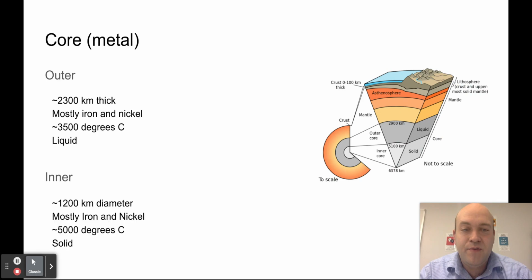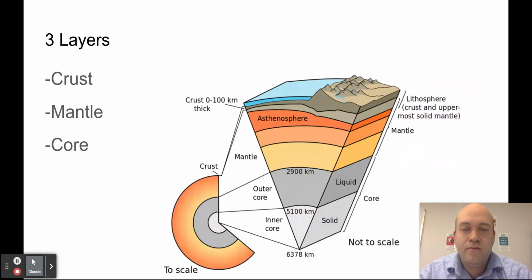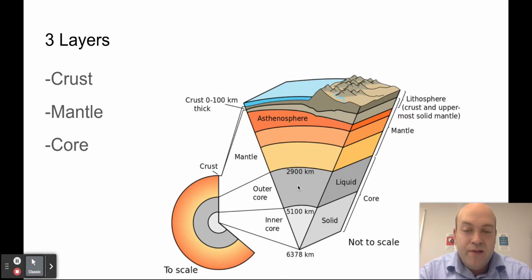But if we get back to the layers here, a quick overview of everything. We've got the crust, which is very, very thin compared to the rest. The mantle, which is still made of rock, but in a semi-liquid state, so it can flow and it can move. You've got the core split into two sections, all metal, the outer being liquid and the inner being solid.